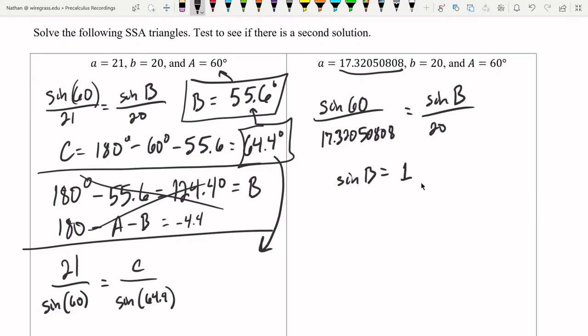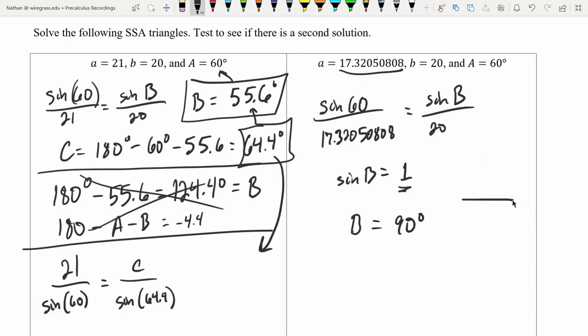And why is this important? Because sine B equals 1 only at one place. There's only one possibility for this. Even though I told you most oblique triangles have two solutions, this one has specifically only one because it equals 1. Sine of B equals 1 when B equals 90 degrees. So in fact, we do not have an oblique triangle here. Instead, we have a right triangle.